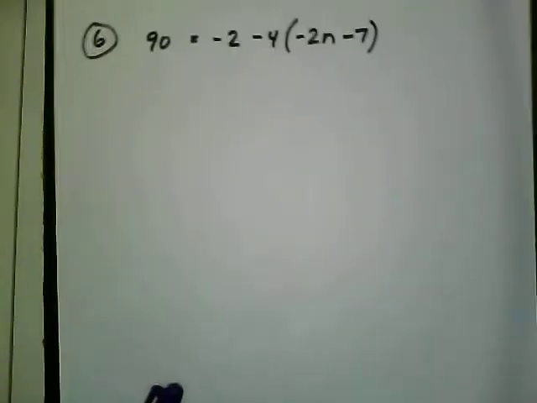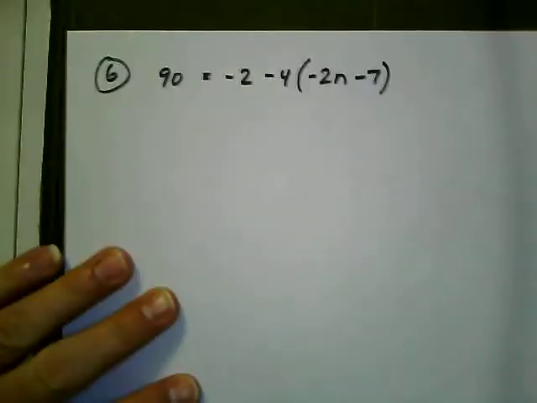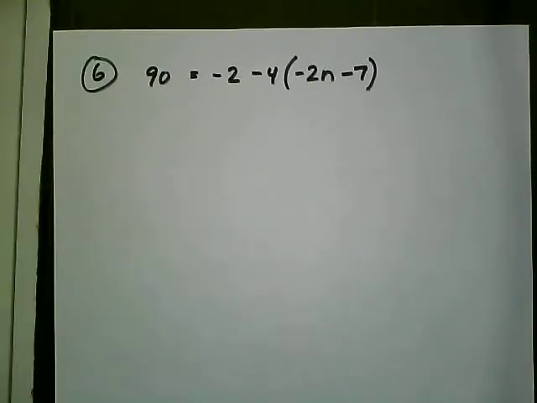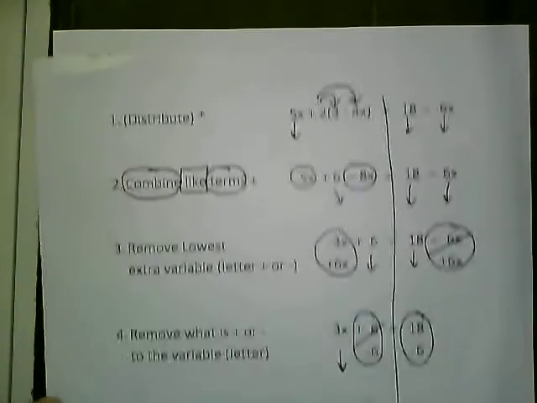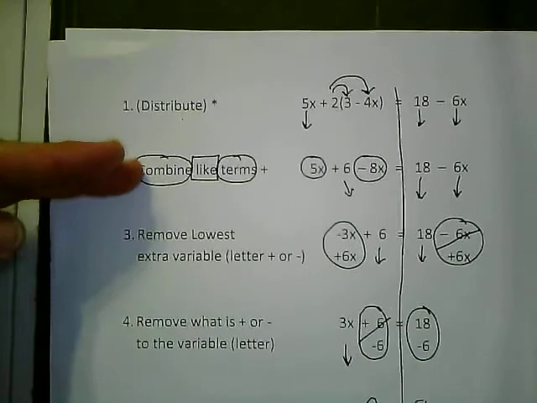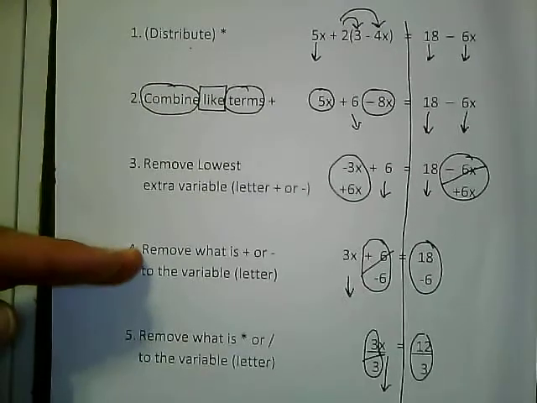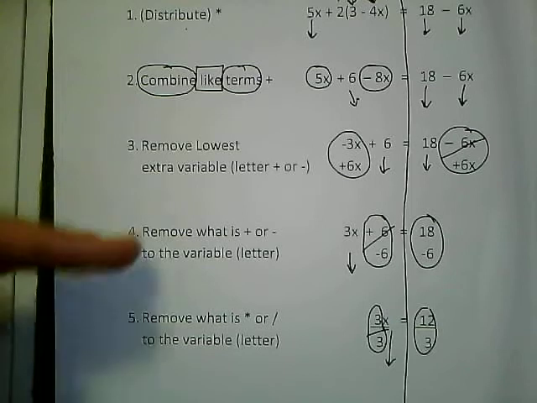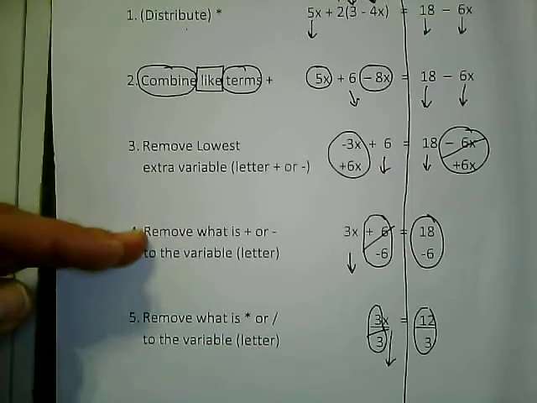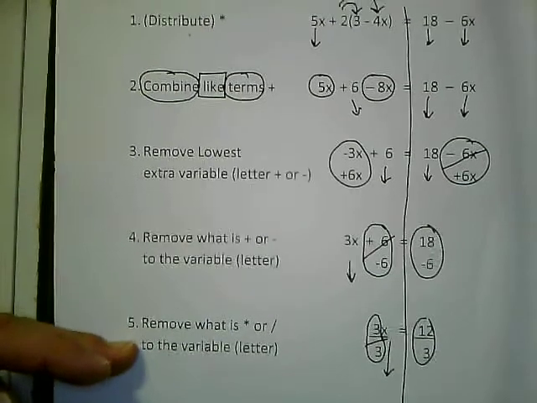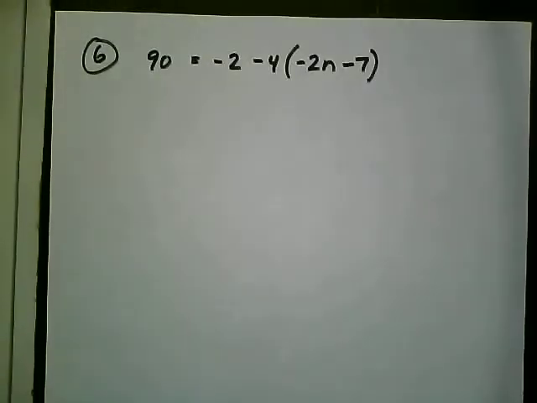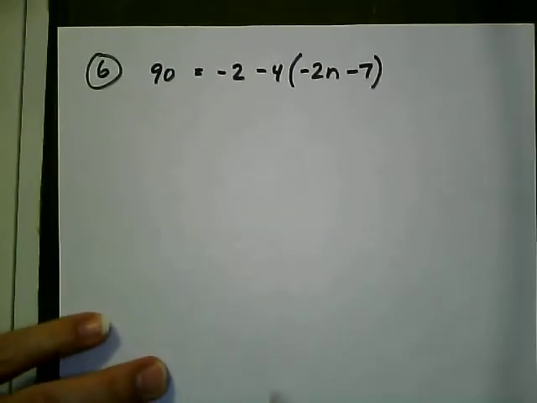So 6 and 7. So you take your notes out, write them down, whatever you got to do. Here we go, 4 steps, and it's those 4 steps that we've been talking about for the last 2 videos. And it's distribute, combine like terms. We're going to skip the third one, remove the extra variable, and I'm sorry, that's step 3 is remove the extra variable. This one is add, subtract, get rid of what's added, subtracted to the variable, and get rid of what's multiplied or divided to the variable. So follow that. This sheet is on there. You can print this, you can look at it, whatever you want to do. It is in the Learning Center.